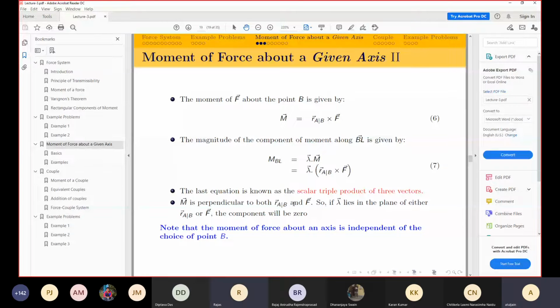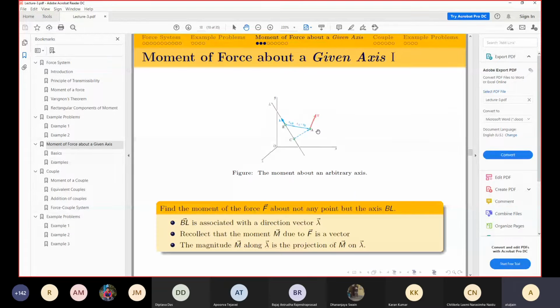I didn't get that moment about an axis. Can you please explain how to find that? So how do you calculate moment about an axis? First of all, let me go back to my previous slide. Let us say I have a force F and I want to find the moment about axis BC.